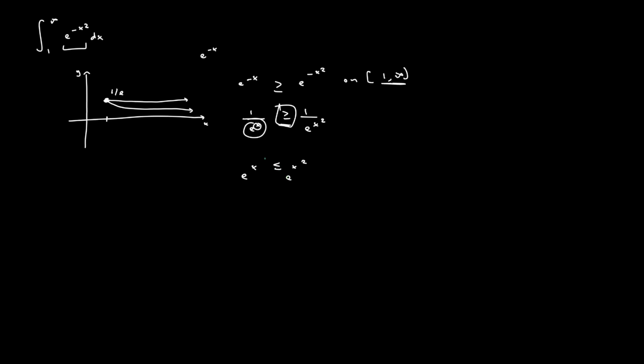And because the denominator of the left function will always be less than the denominator of the right function, that implies that the left function will always be greater than or equal to the right function. And so we have proved that e to the minus x is a solid upper bound on e to the minus x squared. And so we can use the direct comparison test.